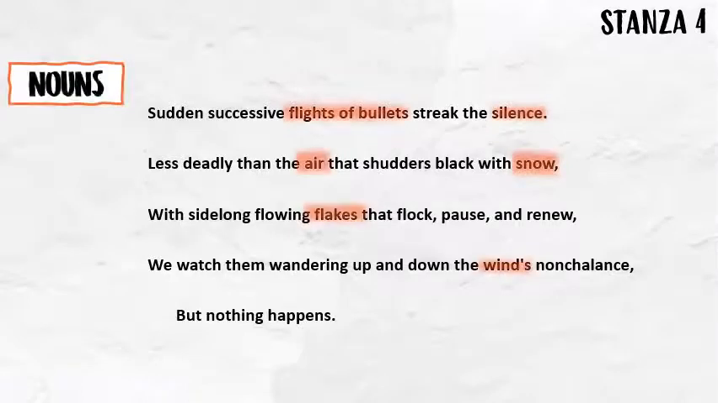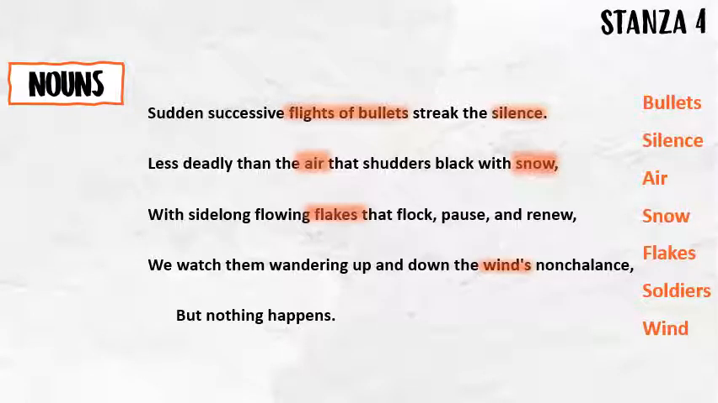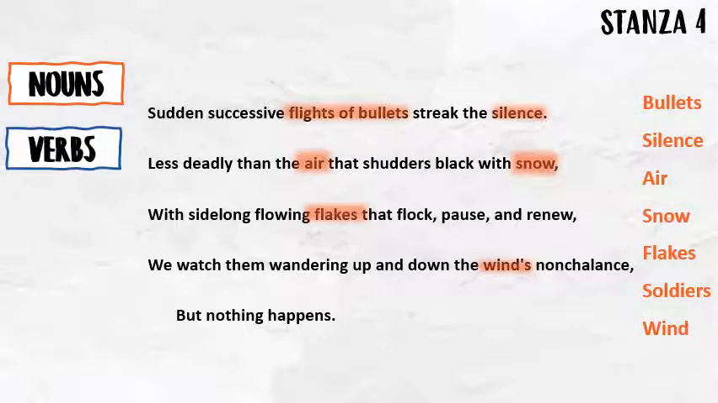Okay, last stanza. The nouns: we have the flights of bullets, silence again, air, snow, flakes, and the wind. So here we can get a sense of what is happening in this stanza, and we have more references to nature and the weather than we do to the fighting. The verbs: streak, shudders, flock, pause, and renew.